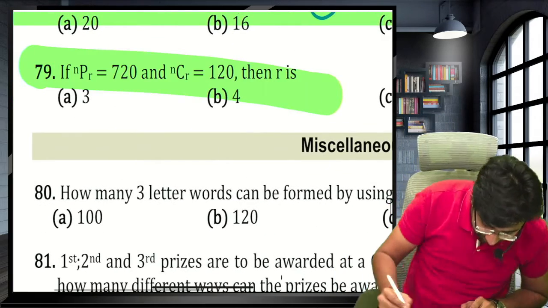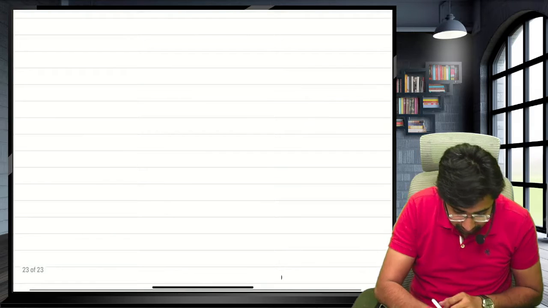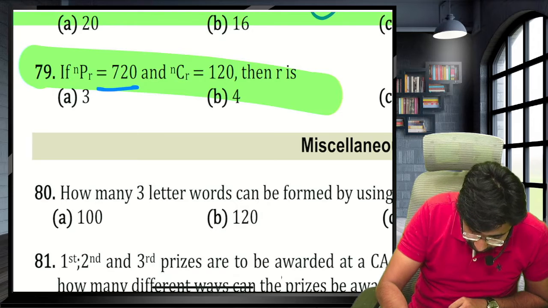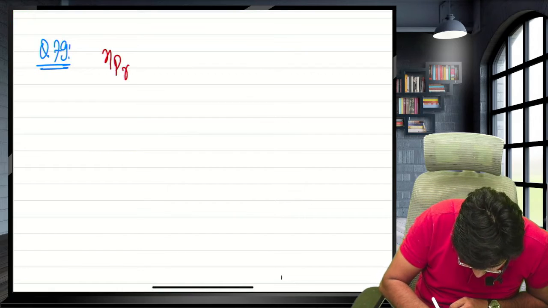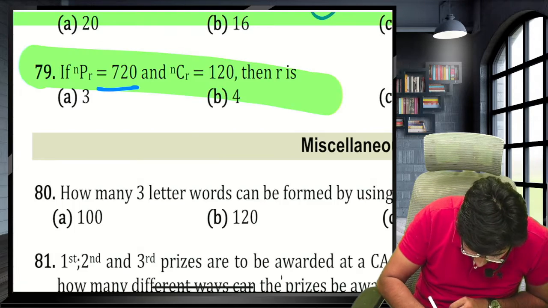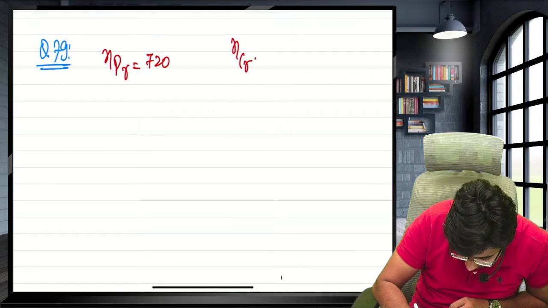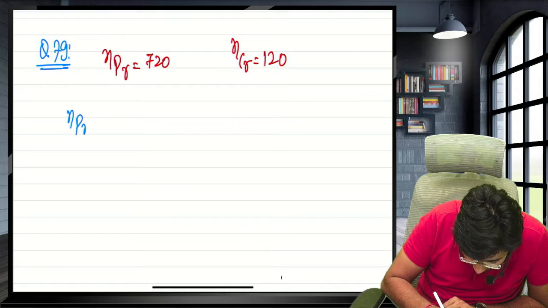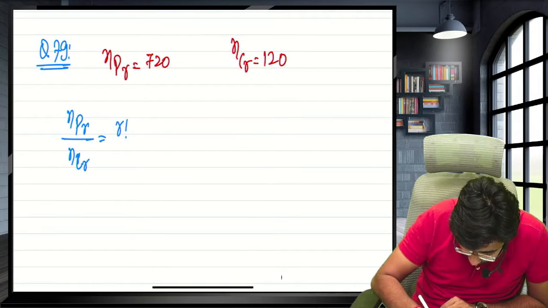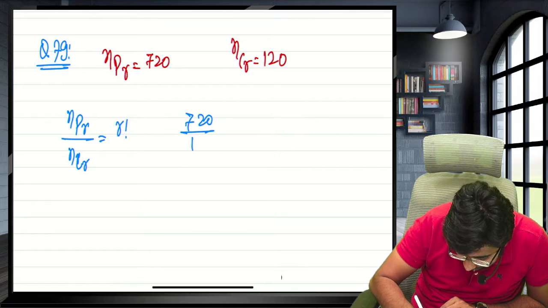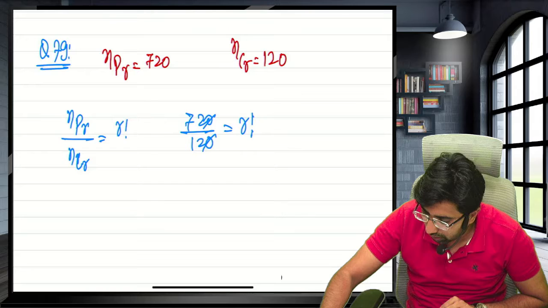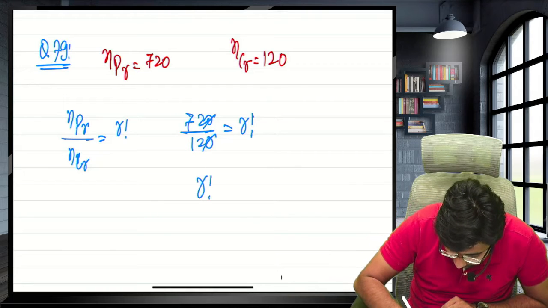Question number 79. nPr is 720, nCr is 120. Guys, I want r. I know the ratio of nPr upon nCr is equal to r factorial. So it will be just 720 upon 120 is equal to r factorial. This will cancel. 72 divided by 12, how much? Sir, r factorial is 6.